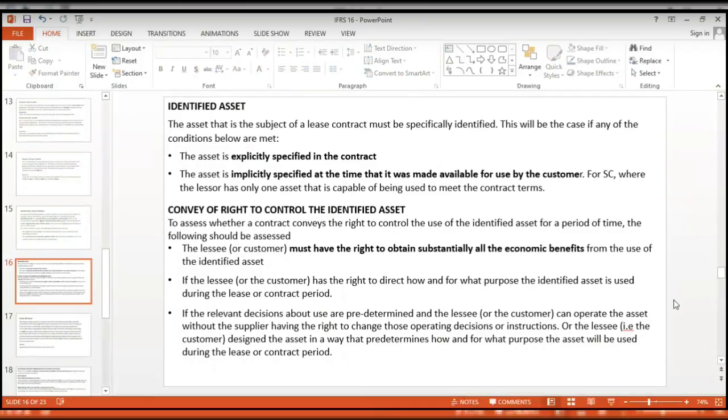Third one, the relevant decisions about use are predetermined, and the lessee or the customer can operate the asset without the supplier having the right to change those operating decisions or instructions. What we are saying is that the lessor does not have control, does not have a say over what the lessee does with the asset. That's one way of assessing whether it is a lease arrangement that has conveyed the rights of use to the lessee.